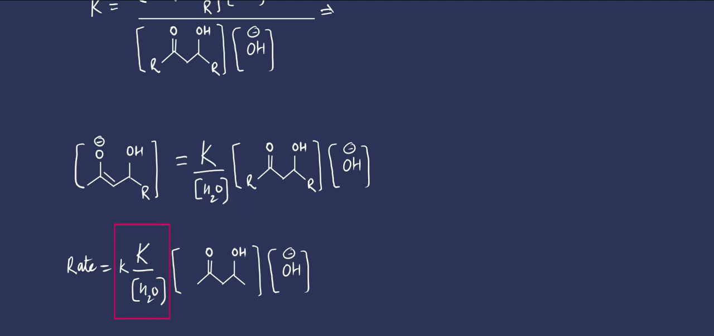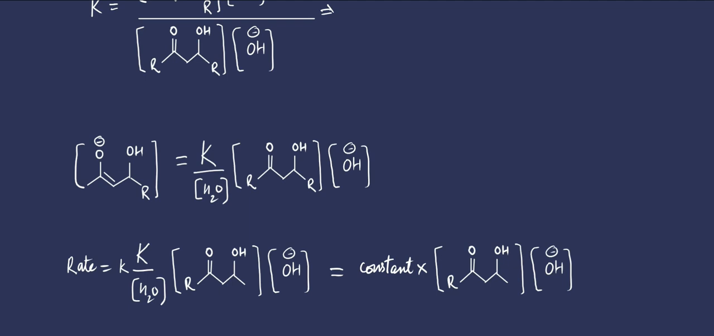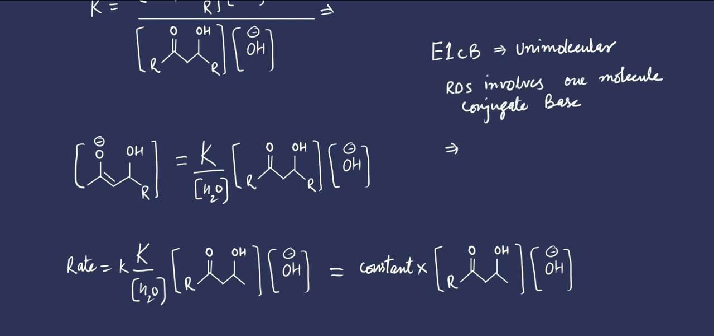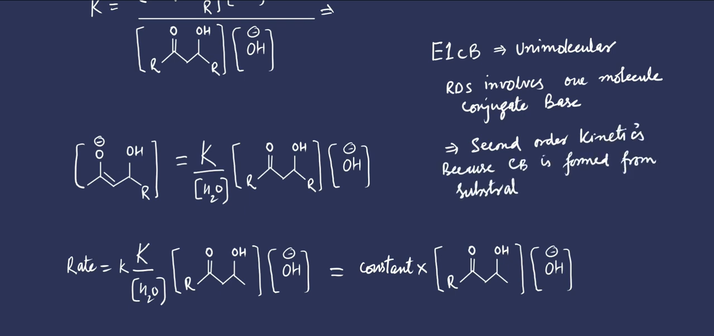This rate constant k, equilibrium constant K and water concentration are all constant entities. So we write all three as a constant, times substrate concentration, times hydroxide concentration. Thus, from this, it is clear that the rate of the E1cB reaction is dependent on the substrate as well as the hydroxide concentration. Thus, E1cB is unimolecular because the rate determining step involves one molecule only, which is the conjugate base. But the reaction shows second-order kinetics, because the conjugate base is formed from the substrate and base.